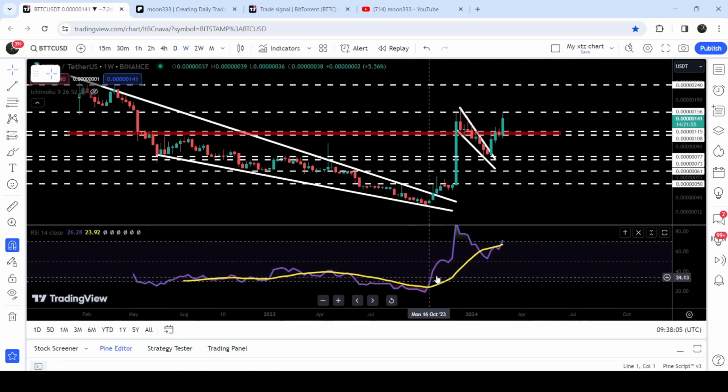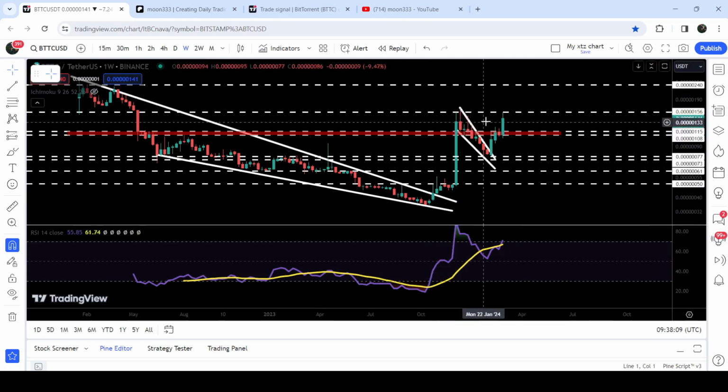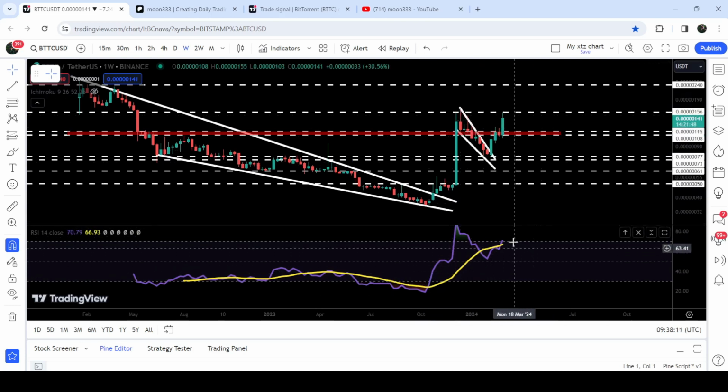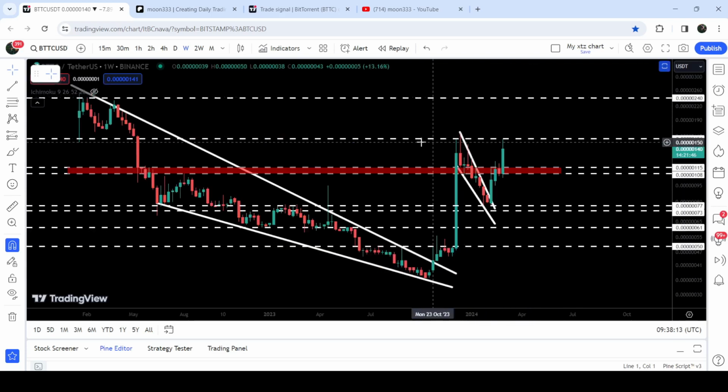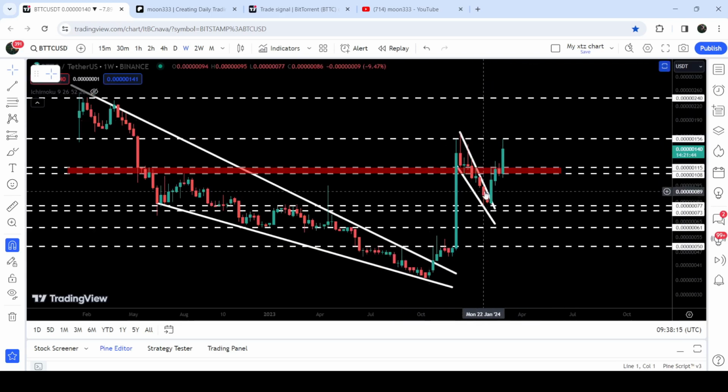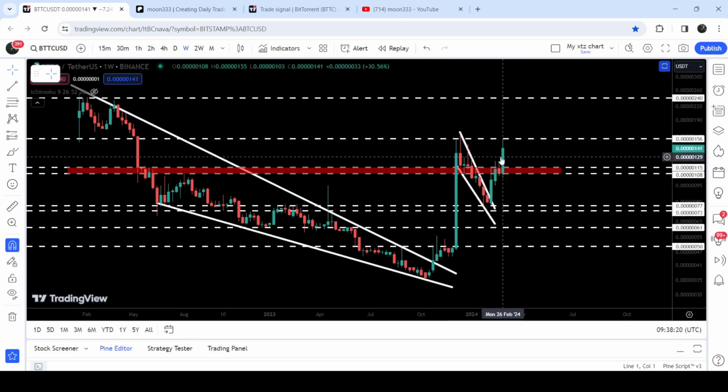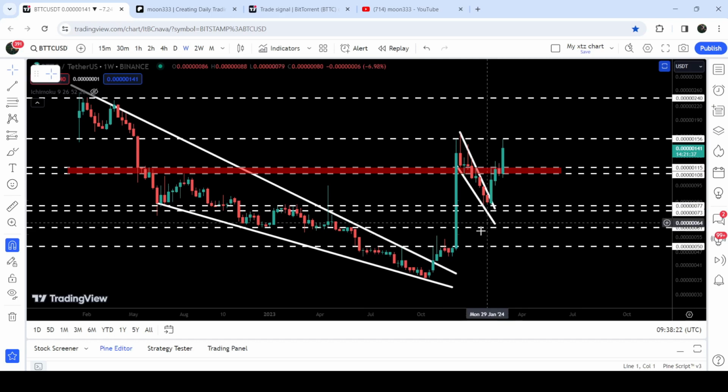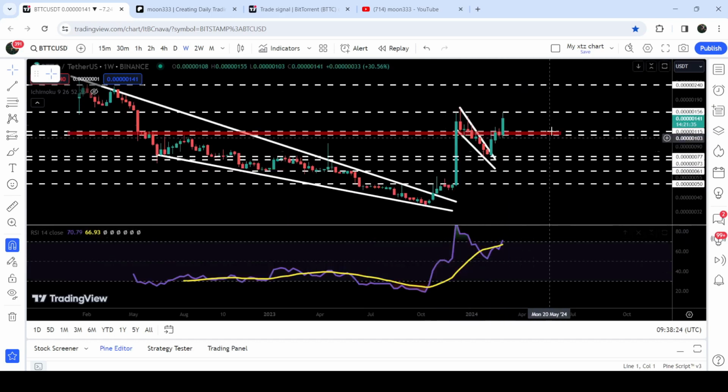Recently, when we received this bull cross here in the month of October 2023, we had a very powerful pump, and now we are again receiving this bull cross. Therefore, I'm expecting that soon it can start another very massive pump. In fact, it is pumping right now. You can see that BitTorrent, but this pump will be continued for the long term after receiving this bull cross.